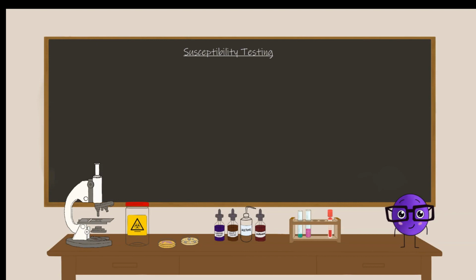Susceptibility testing. Antimicrobial susceptibility testing is such an important tool in microbiology. Essentially, susceptibility testing is a laboratory procedure used to determine the effectiveness of antibiotics against specific bacteria and fungi in clinical samples. There are a few methods used in the lab.